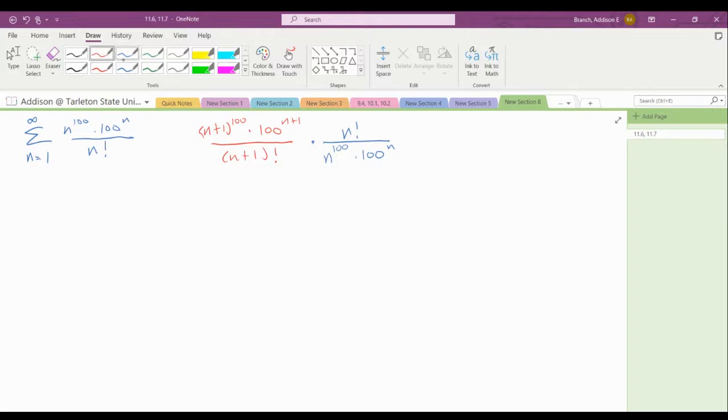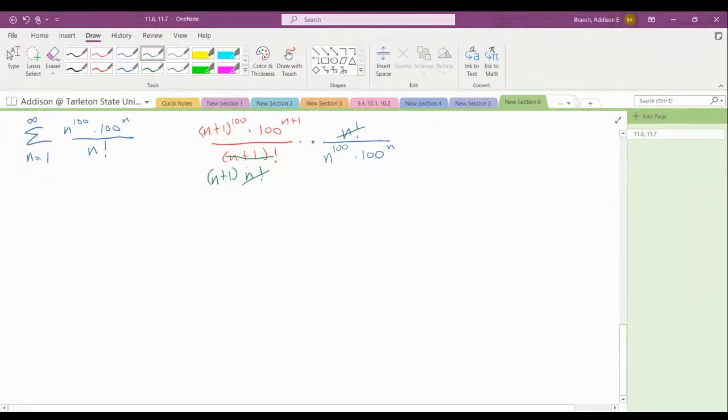So from here, let's first try to do a little bit of cleanup before we just fully plug it in. Let's see what we can do. Down here we have an n plus 1 factorial in the denominator and an n factorial on top. Whenever we have a factorial, we can take one off, so we can get n plus 1 times n factorial, since that means the same thing. And therefore, we can eliminate these n factorials.